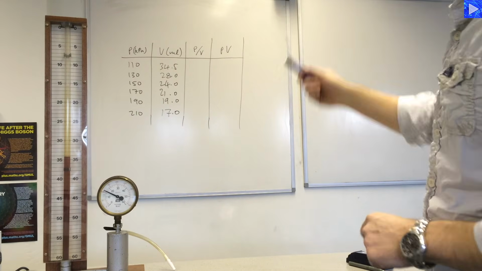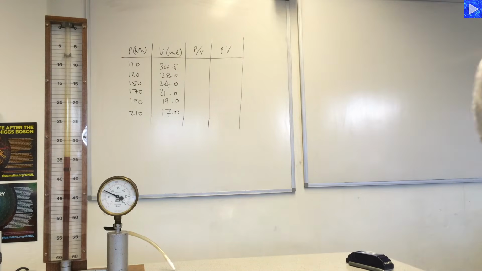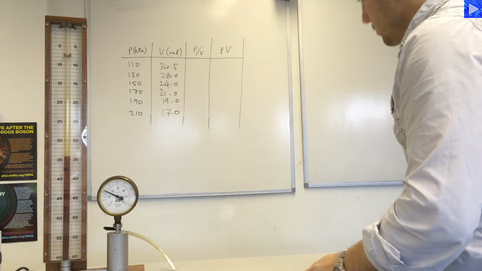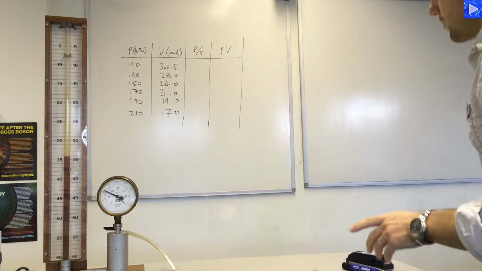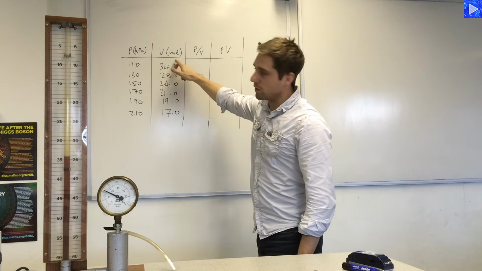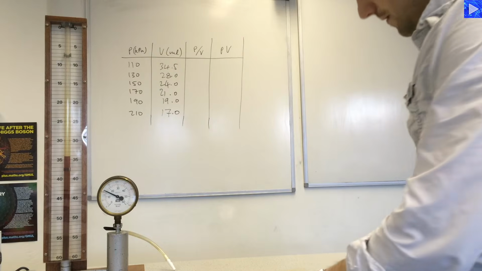I'll now calculate pressure divided by volume and pressure times volume on my spreadsheet, put the data into the spreadsheet, and then we'll see which relationship we have. We can see that as the pressure is reducing, the volume is increasing, so we should find that it's not directly proportional.